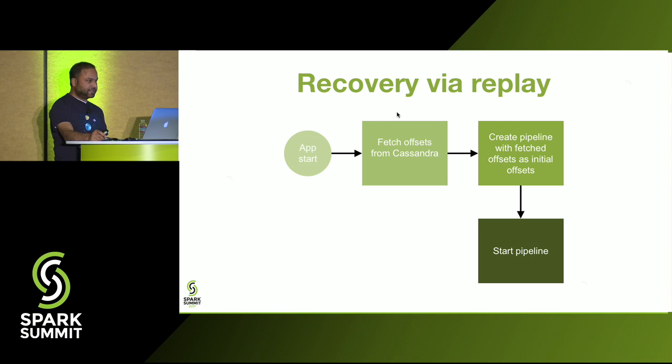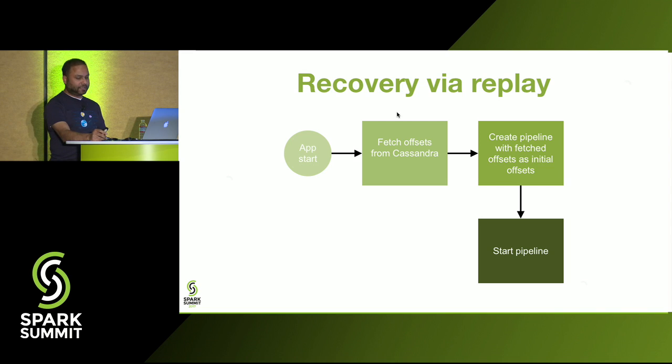So the application starts, it fetches all the offsets from Cassandra. And now we know the offsets from where we need to actually start the pipeline. And then the pipeline is started from there, and it runs. And it runs through all the old data. And then eventually, the state is reconstructed. And then it starts processing new data.